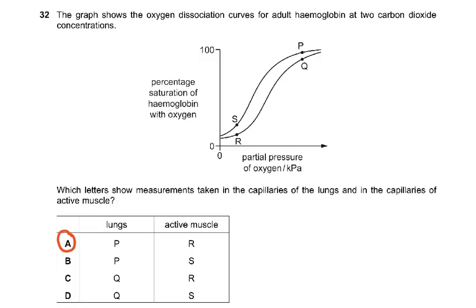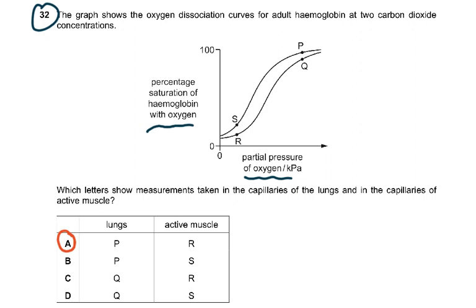Question 32. The graph shows the oxygen dissociation curves for adult hemoglobin at 2 carbon dioxide concentrations. So percentage saturation of hemoglobin, partial pressure of oxygen, we have P, Q, S and R. We know when there's more carbon dioxide, it's going to shift to the right. So Q and R is shift to the right.